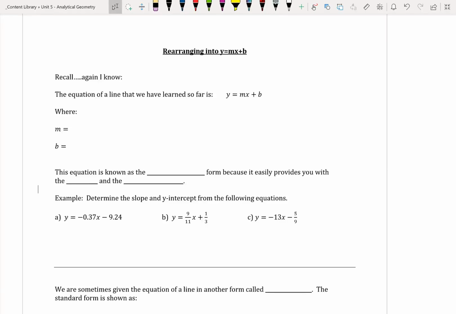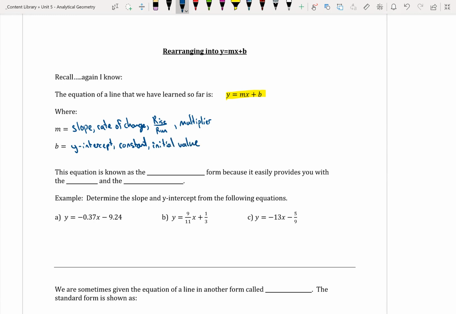In today's note, we're going to look at rearranging formulas into our equation of a line, y equals mx plus b. As a review, the equation of a line that we've learned so far is y equals mx plus b, where m equals our slope or rate of change, or rise over run, or multiplier, all different terms that we have learned for that. And our b value is our y-intercept or constant or initial value.